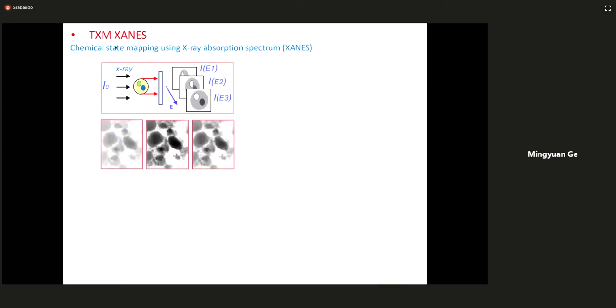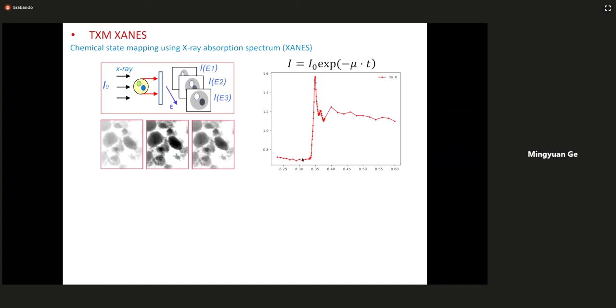So then we use what is called the TXM XANES measurement. In this measurement, we use a lens to get nanoscale resolution, but we also tune the X-ray energies. Because of the different sensitivities of material to energies, if we tune the energy, we get different contrast. And if you look at the individual pixels in the pictures and assemble them together, we get a spectrum. It's exactly the same as the XANES spectrum you get from a conventional XANES facility. So the x-axis is the energy, the y-axis is the absorption coefficient. But different from the conventional XANES measurement, we have spatially resolved XANES.